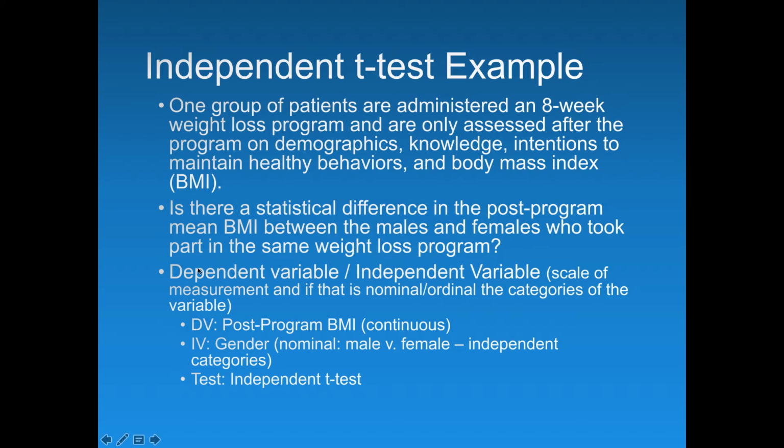The IV in this example is gender. So when I'm asking in the homework for the scale of measurement and if it's nominal or ordinal, the categories, I'm looking for you to say that the DV is continuous and the IV is either nominal or ordinal. In this case, gender is nominal, and the two categories are male and female. That's what I'm looking for you to identify in this homework 7 when I ask for the categories and the scale of measurement. Since these are independent categories, that's how we determine that this is an independent t-test.